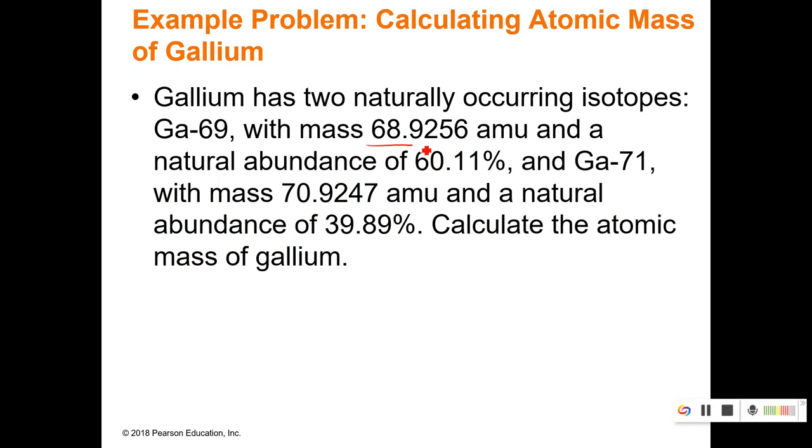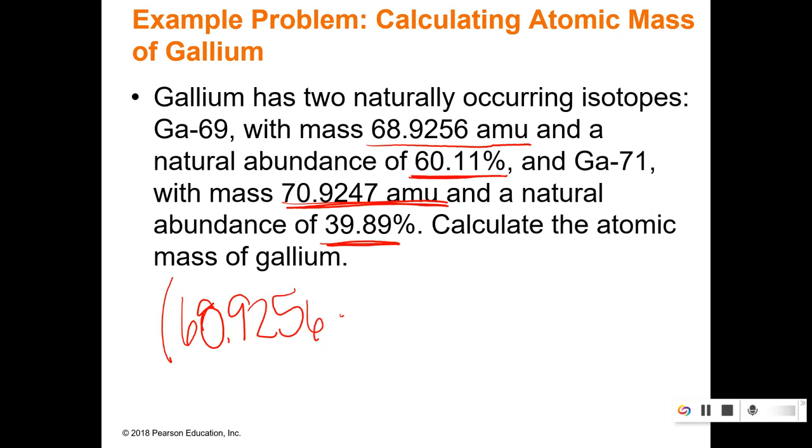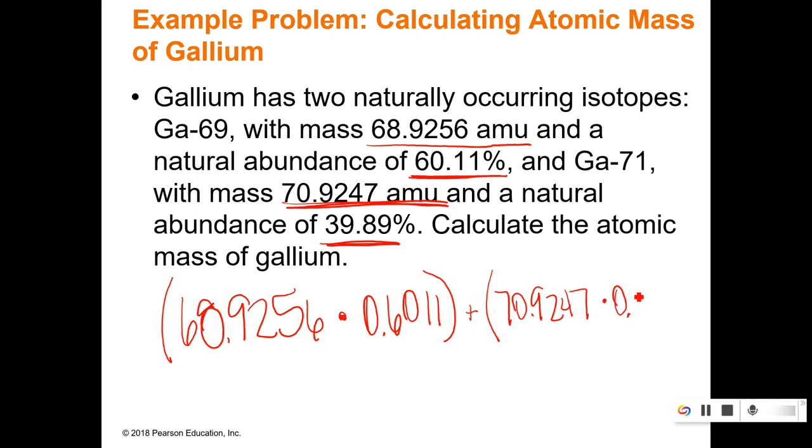So let's do this one. I've got a mass of gallium-69 with a percent of 60.11. And then I've got gallium-71 with a percent of 39.89. Okay, so I'm going to do mass times percent. So I've got 68.9256 times, and remember I want this in decimal form, so I'm going to do 0.6011 plus 70.9247 times 0.3989. Okay, remember that's the percentage in decimal form. If you enter it into your calculator just like this, it's going to come out right.